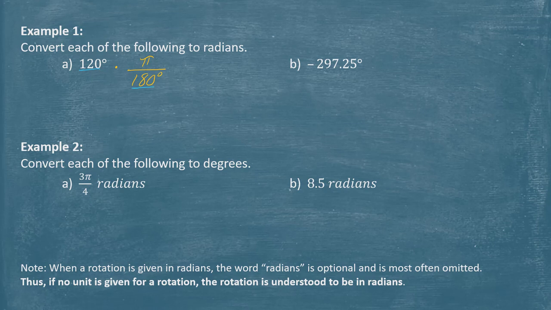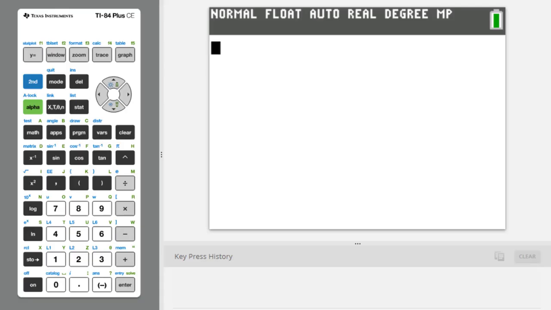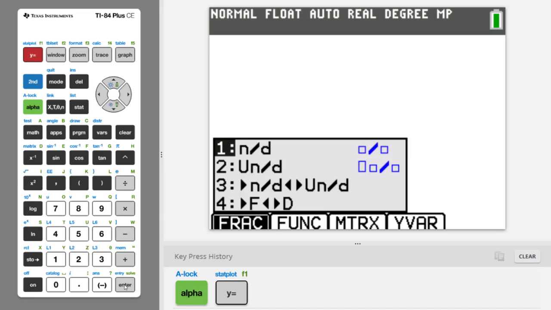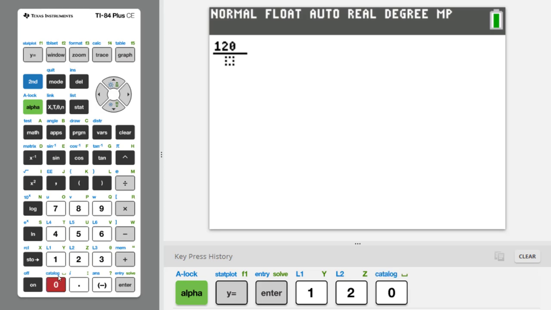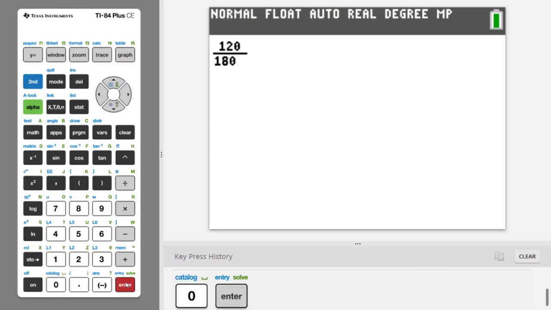Fortunately for us, if it's something that you don't want to have to spend a lot of time on, we have access to the TI-84s that can do that reducing for us. So let's go ahead and bring up a calculator and show how that would work. I would ultimately bring up that fraction template, so alpha y equals, the first option. Type in whatever the numerator was supposed to be, so 120, on the bottom have 180, press enter, and notice it just takes us straight to that reduced version, 2/3.